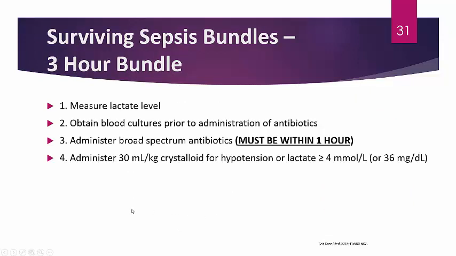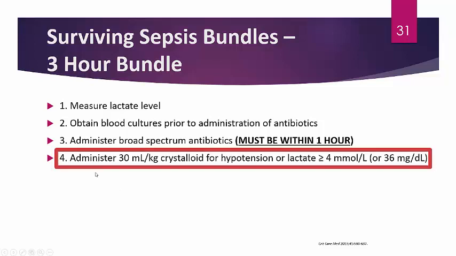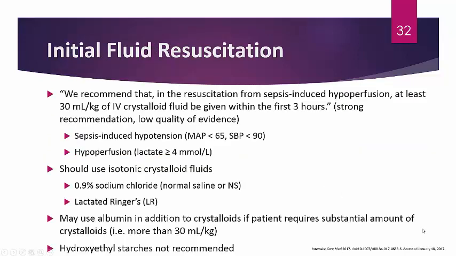The other element I want to talk about is the 30 mL per kg crystalloid for hypotension or lactate greater than or equal to 4 millimoles per liter. In terms of initial fluid resuscitation for sepsis patients, the guidelines recommend that the patients should get 30 mL per kg of IV crystalloid fluid within the first 3 hours, if they are hypotensive, which means a MAP of less than 65 or a systolic blood pressure less than 90, or if they have a lactate greater than 4.